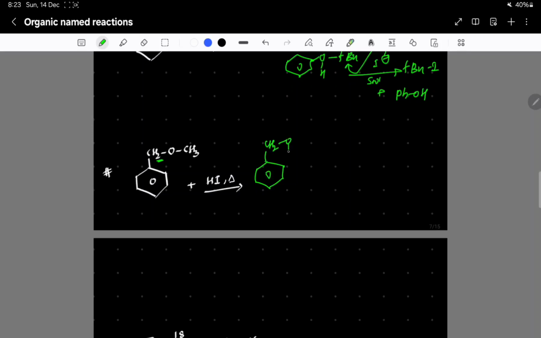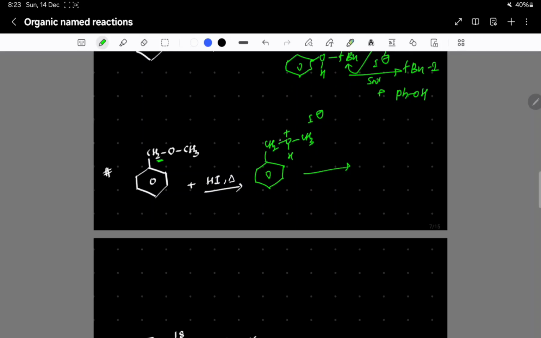now first protonation of oxygen will occur, right? Then I- will attack, student. So step 2 is I- attack, right? CO bond breaking. Now generally here there are two possibilities. Sir, we can break this side and I- will attack, or we can break that side, right?